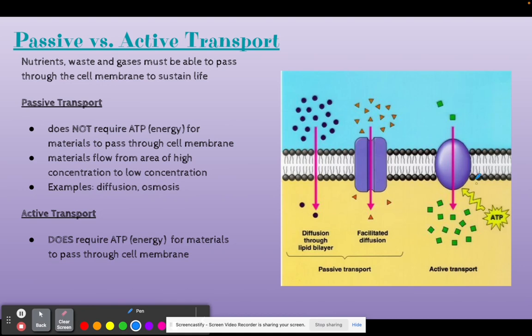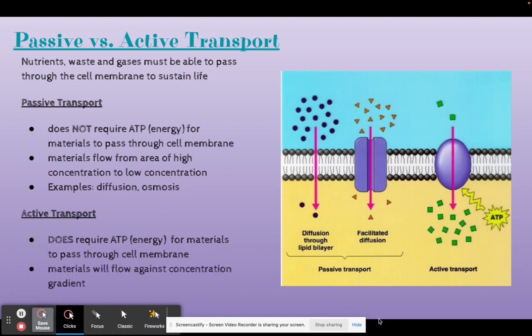You can see that over here, where I have a low concentration of my green block molecules compared to the high concentration here. So where is there more green blocks? The high concentration is here inside the cell, and there's less green blocks out here, so there's a low concentration. But if the cell requires these molecules, the cell will use energy through this protein receptor and draw these molecules in. So that would require energy, which makes it active transport.